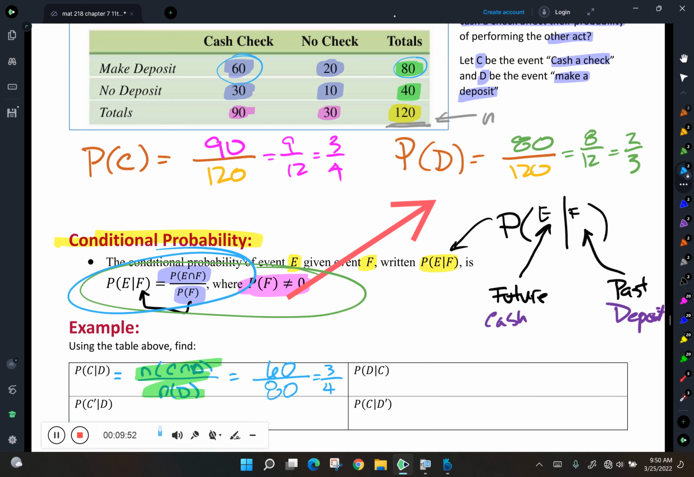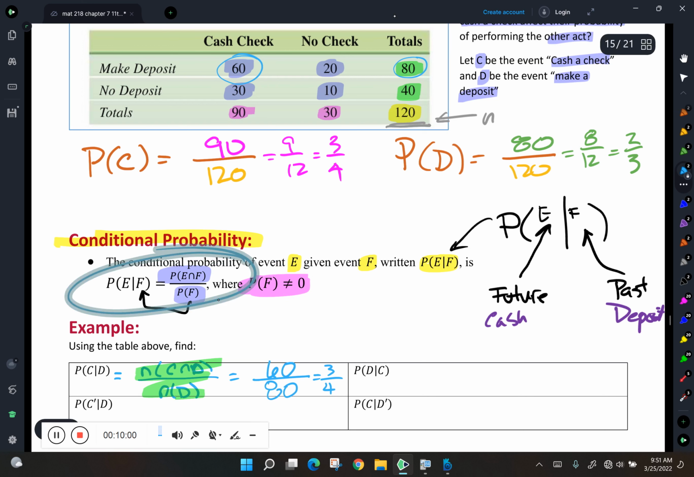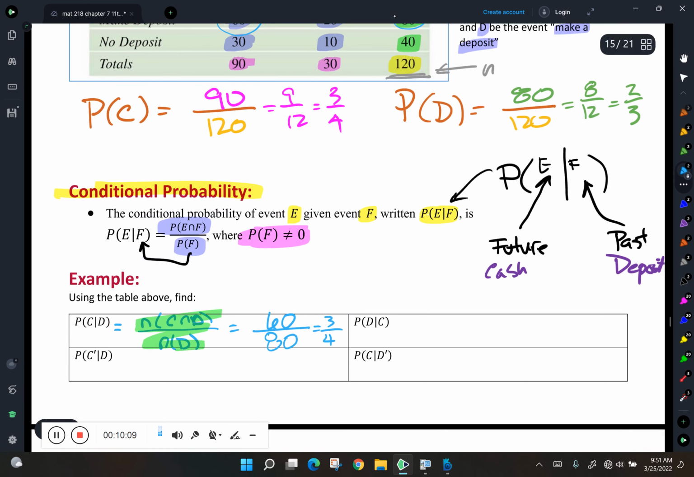So I've got a formula way with probabilities, and I've got a formula way with numbers, and it all depends on what kind of information has been given to me. How was the information delivered to me? Do I want to use numbers? Do I want to use formulas? Right? All right, so let's take a look at this one over here on the right.